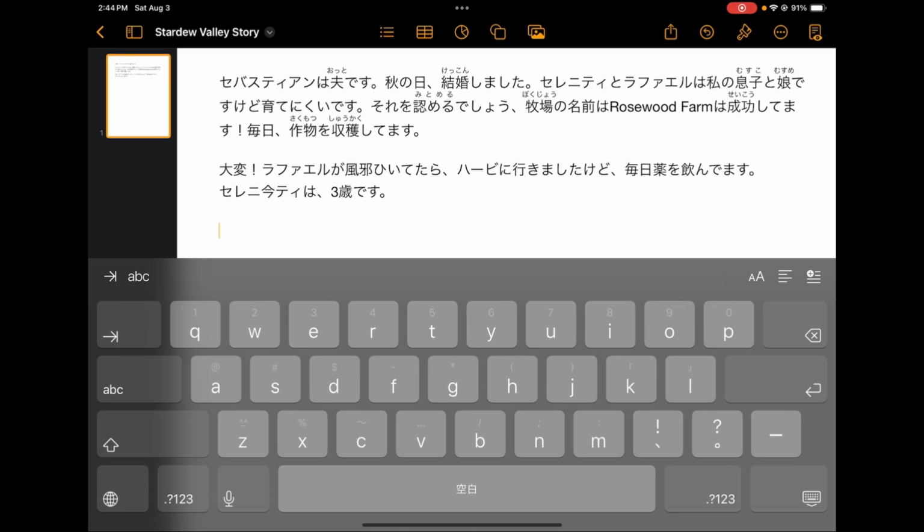Japanese. So like, today I ate breakfast would be like, 今日は朝ごはんを食べました。So I ate breakfast. 今日は朝ごはんを食べました。That's how I do it.